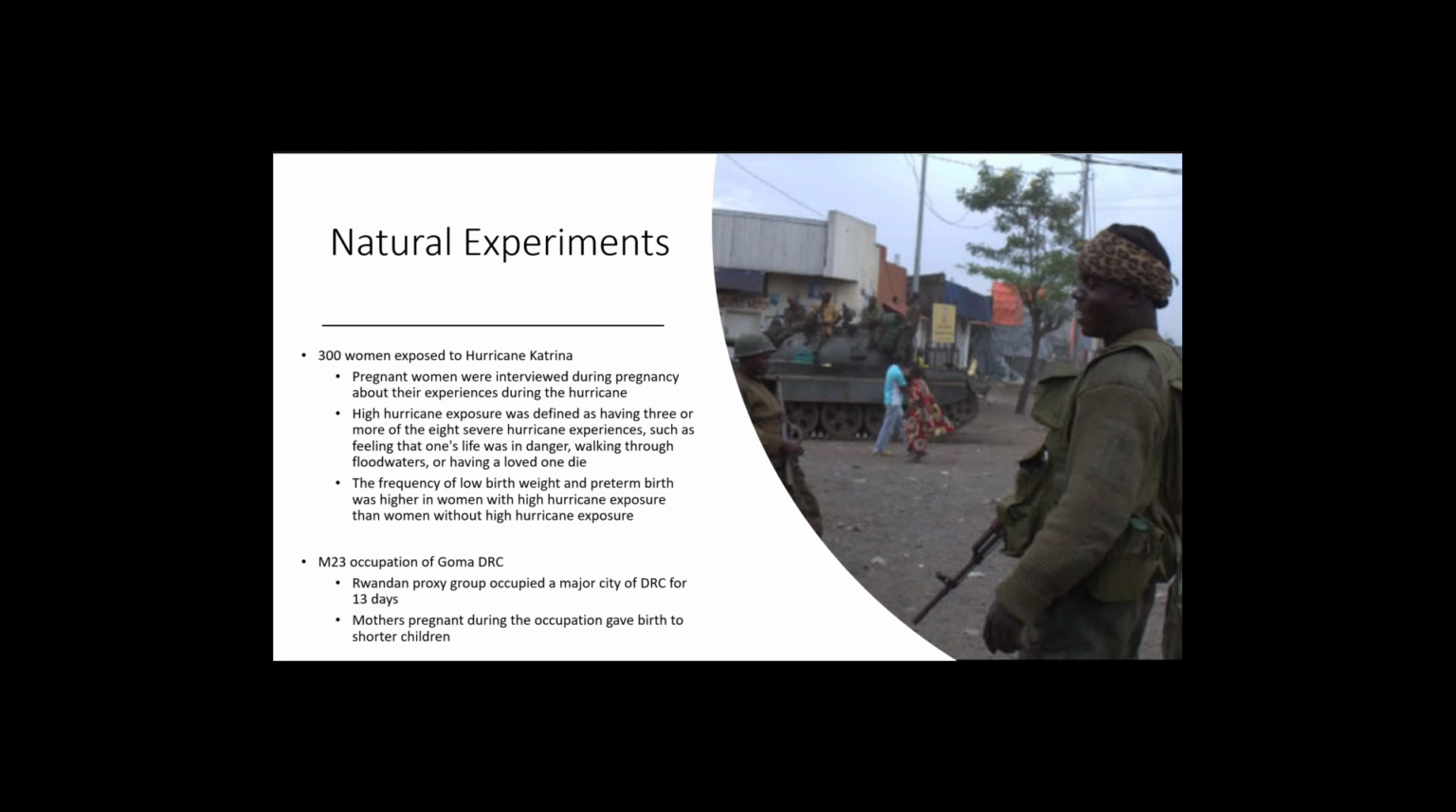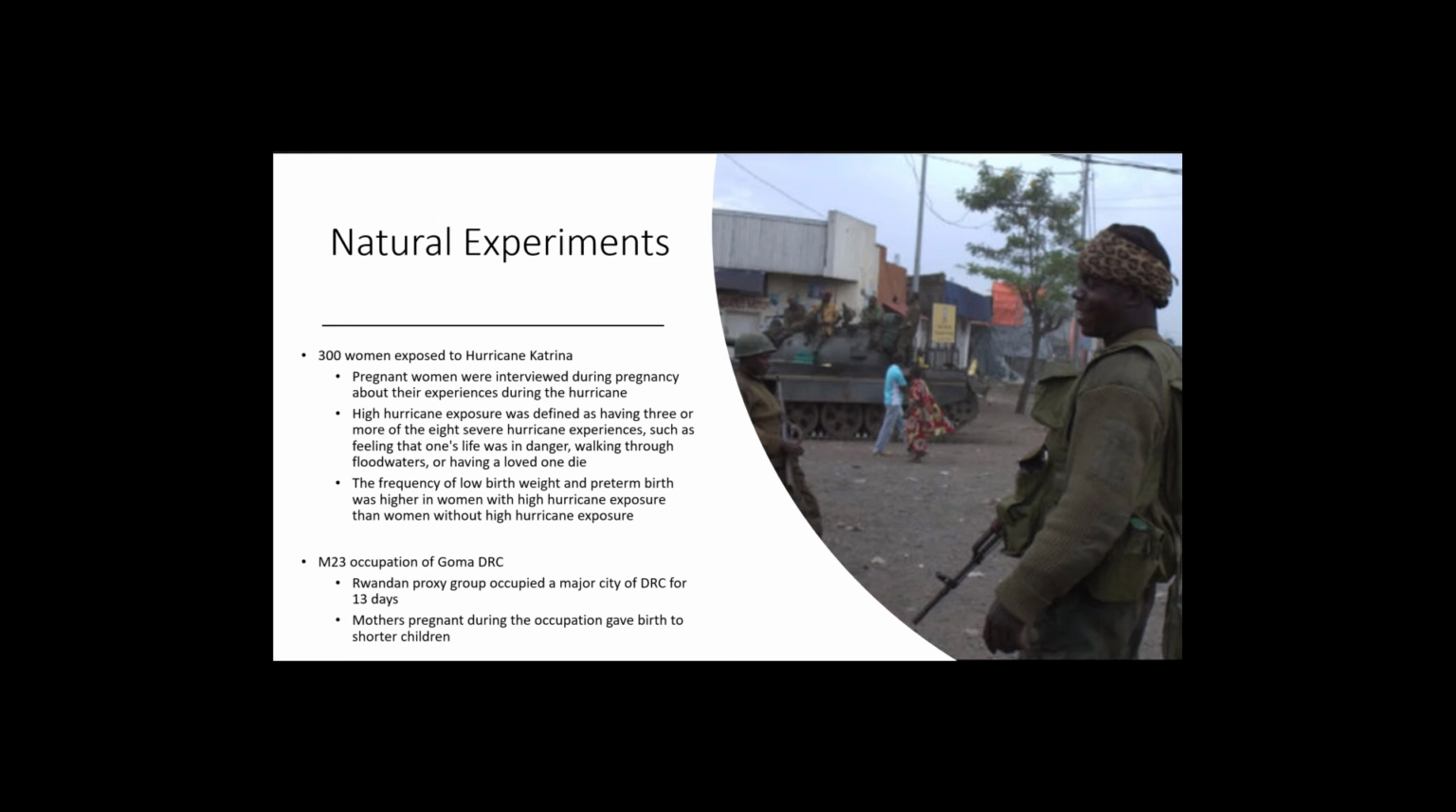In the case of pregnant mothers, you can see the impact of that natural disaster on fetal development. So 300 women exposed to Hurricane Katrina. Pregnant women were interviewed during pregnancy about their experiences during the hurricane. High hurricane exposure was defined as having 3 or more of the 8 severe hurricane experiences, such as feeling one's life was in danger, walking through flood waters, and having a loved one die.